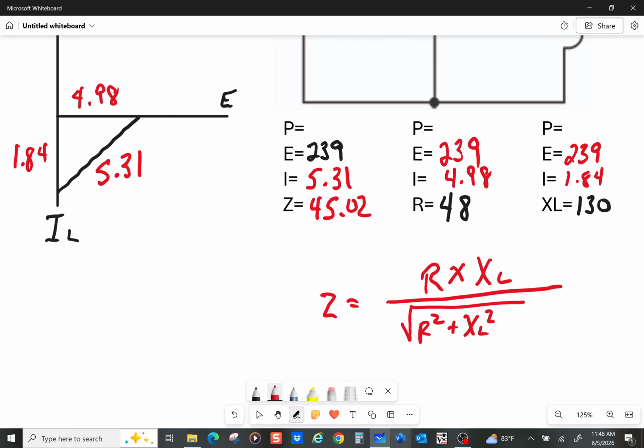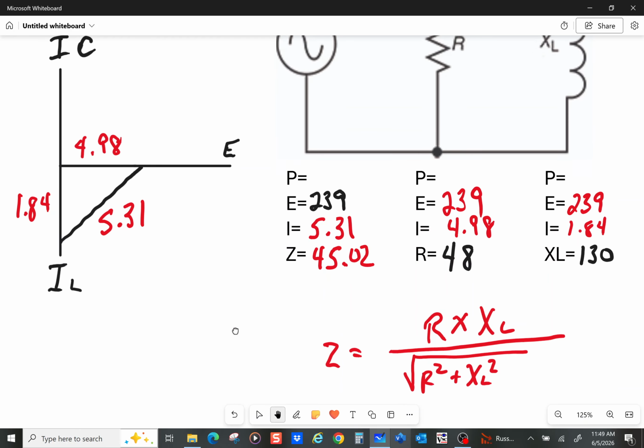Okay, so I'm going to take my R of 48, multiply it by 130, and divide that by the square root of 48 squared plus 130 squared. And when I hit equal, I got a value of 45.03 ohms. So we can do it that way, but again, you don't have to do it that way. So let's go ahead and scroll this back down.